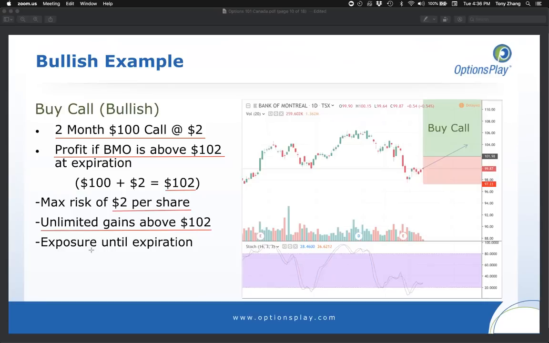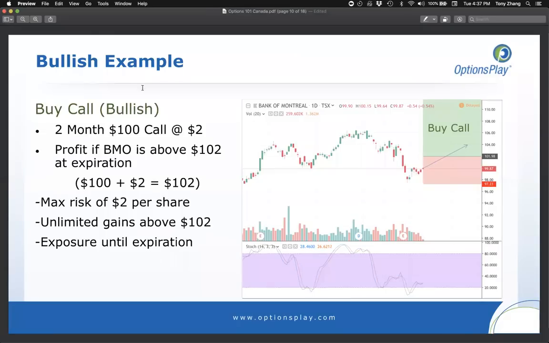And you maintain exposure only until expiration. So this trade is good for 2 months. So I'm only maintaining exposure in BMO over the next 2 months. If the stock moves to 130 5 months from now, I don't participate in that because I only have a 2-month option. So this is really one of the illustrative ways to show you kind of what trading a call option looks like.